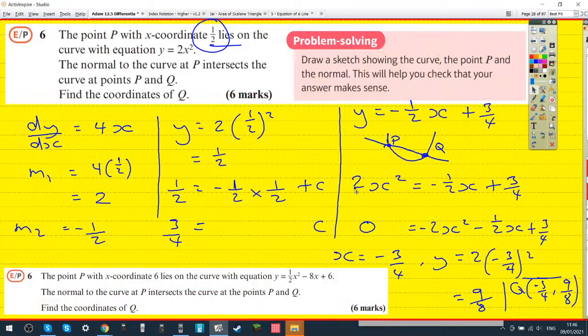Great. So big picture is find the equation of the normal and make that equal to the equation of the curve and see where they cross over. Any questions about that one?